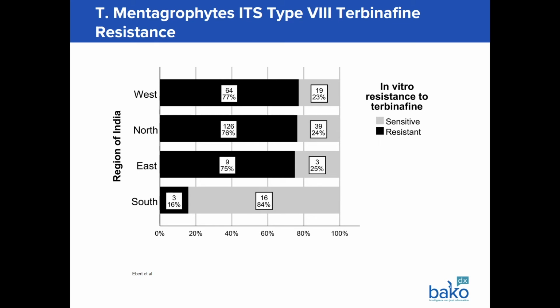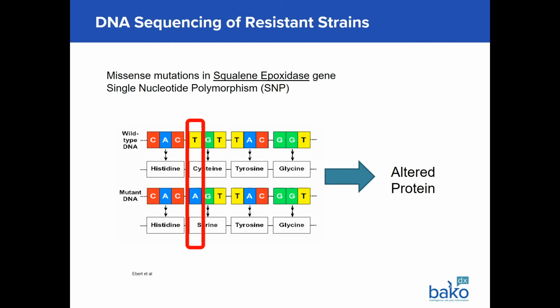Well, when they looked at resistance patterns, they found out that this T. mentagrophytes type 8 was resistant from 75 to 77% in parts of India. It was somewhat lower in the south, down to 16%, but that's still a very significant percentage and higher than we've seen elsewhere. So they looked at the DNA sequence of these strains to see what was going on, and what they found were missense mutations in that squalene epoxidase gene.